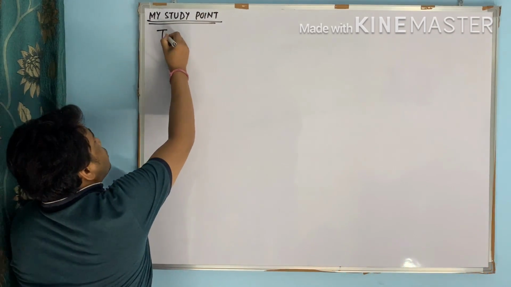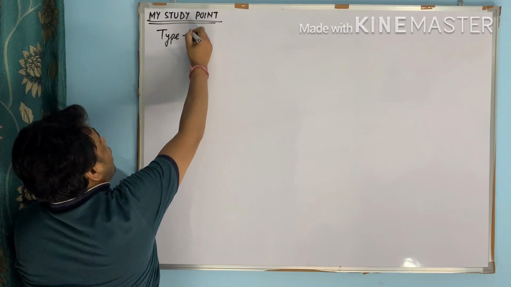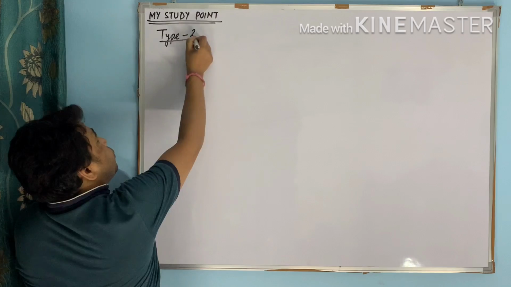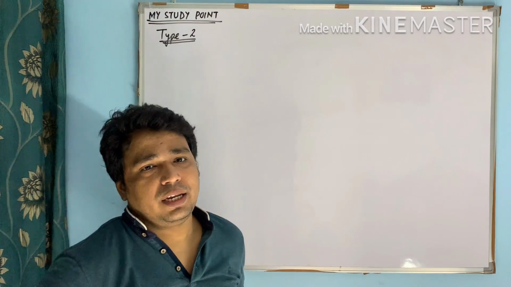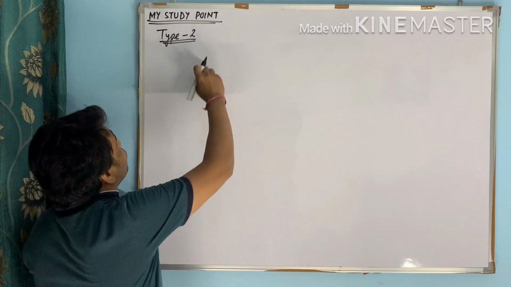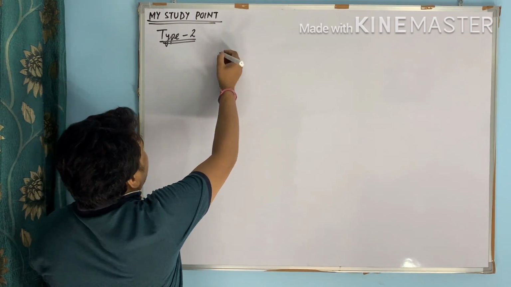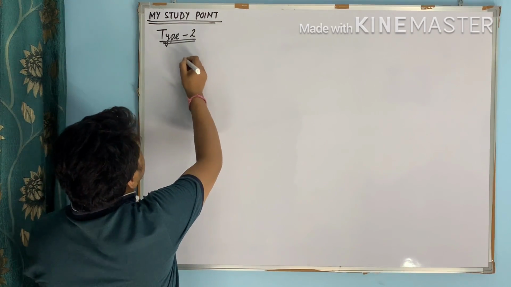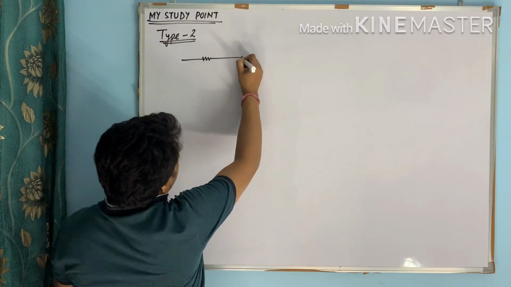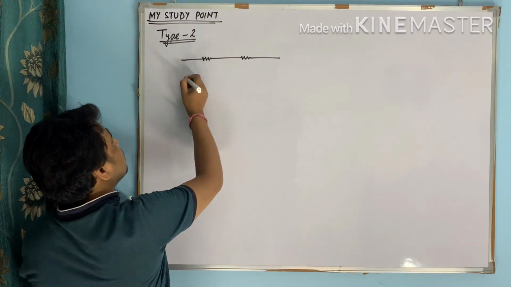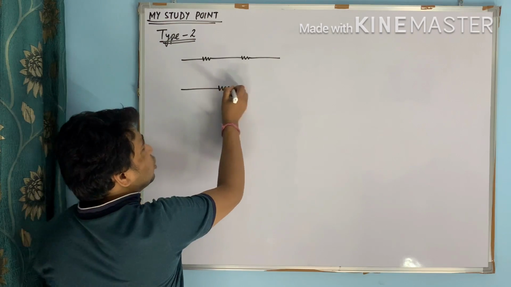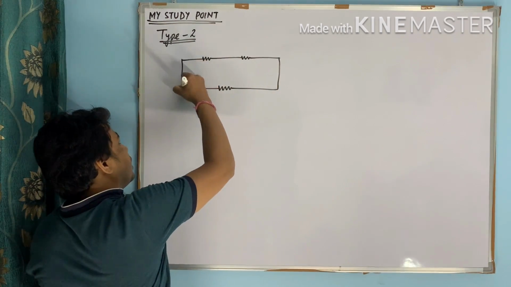Type 2 questions are based on a diagram having two resistors back to back in series and one other resistor in addition to it in parallel direction. Say two resistors are back to back in series and another resistor in combination with it in parallel.